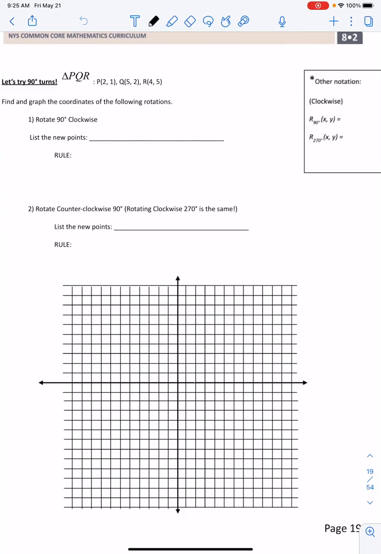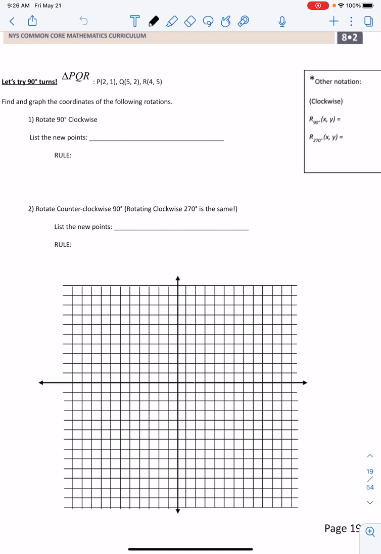Okay, today we're doing lesson 4, day 2, and we are going to work with rotations, moving them 90 degrees. 90 degrees can also be rotating clockwise 270 degrees. So now let's try 90-degree turns. We have a triangle PQR, and we are going to find and graph the coordinates of the following rotations.